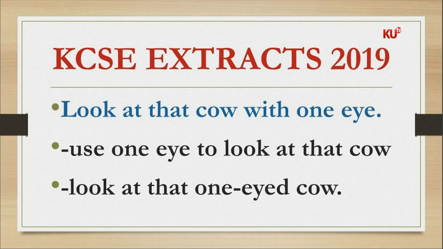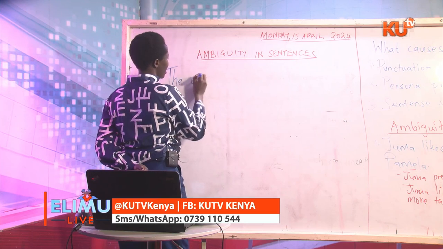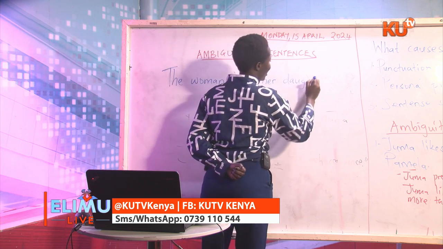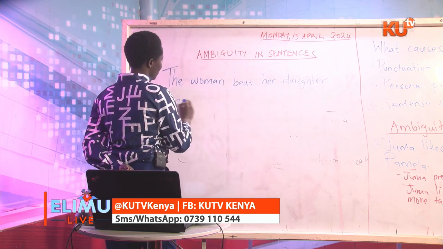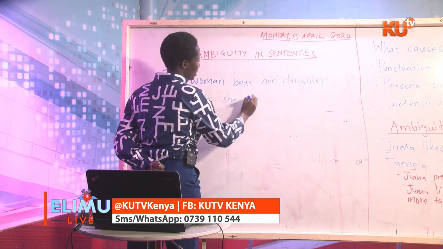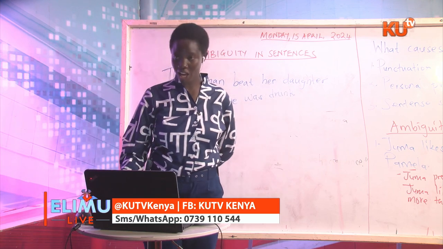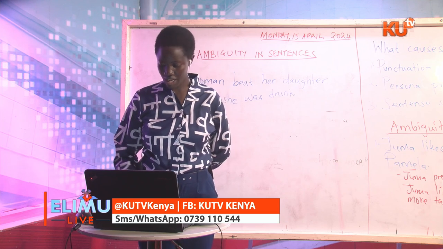Again, I want us to look at this sentence here. Let me write the sentence. The woman beat her daughter because she was drunk. The woman beat her daughter because she was drunk. The woman beat her daughter because she was drunk.